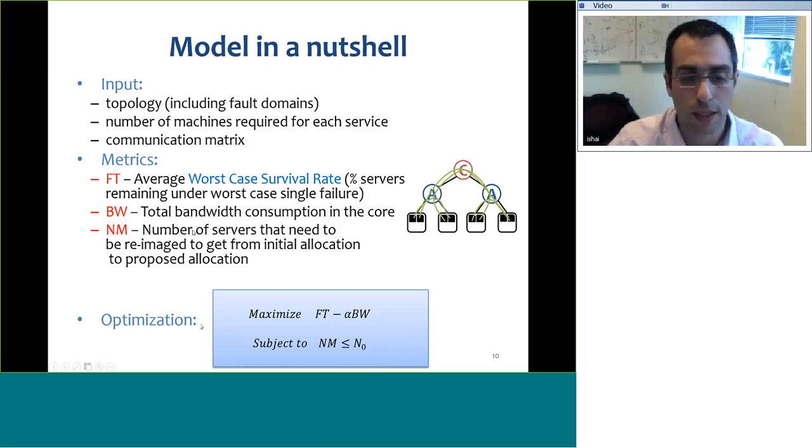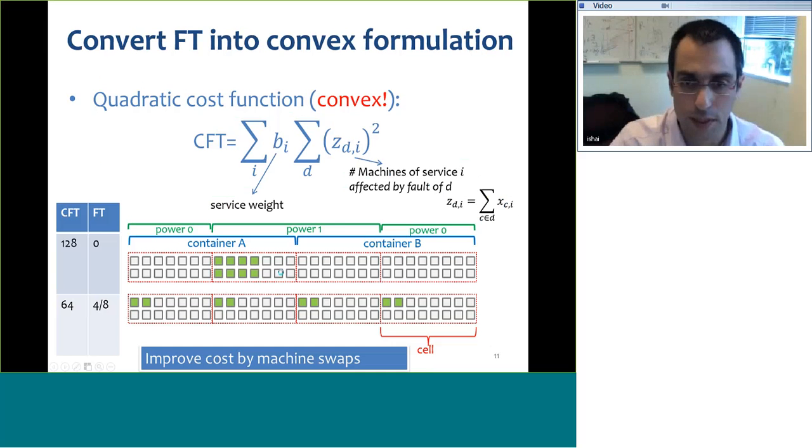So one way to state the optimization, in an informal way, because I'm not introducing the optimization variables, is that we want to maximize a linear combination of the fault tolerance and the bandwidth. Alpha is some kind of trade-off coefficient, subject to the number of moves not exceeding a given constant N0. Is this clear, more or less? Yes. Okay. I'll get a bit more formal in the subsequent slide. Here it is.